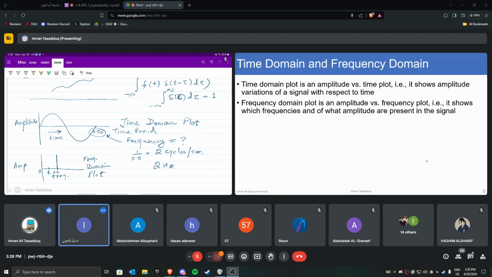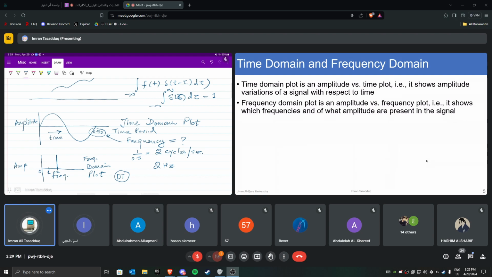Yeah, this is a very good observation. If your signal is a periodic signal, then the frequency domain plot will be discrete. And if your signal is a non-periodic signal, then it will not be discrete. In this chapter, we are only talking about periodic signals, so the frequency domain plot will always be discrete in this case.